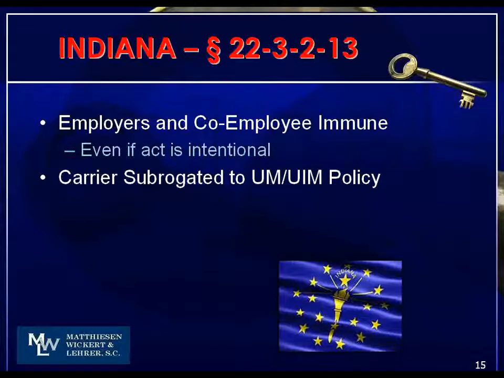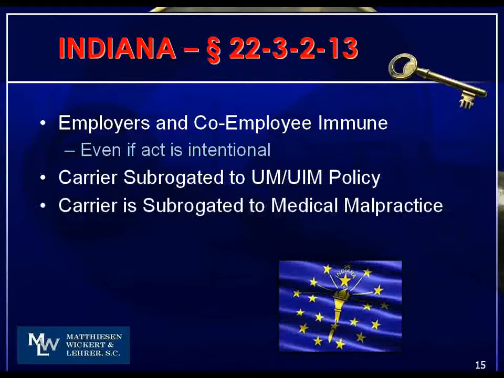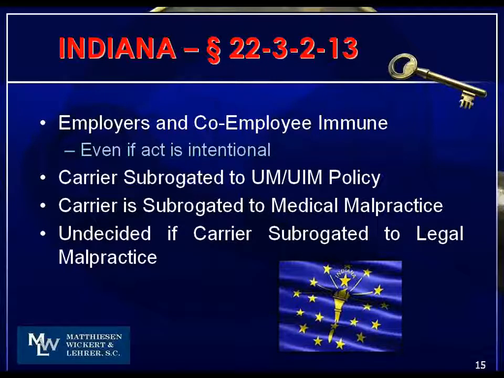But the carrier is subrogated to UIM policies because in Indiana, remember these statutes say if some other party, if some third person or other person is responsible for the injury, then the worker can sue that other person and recover money back, but has to repay the comp carrier. You know, that's the general boilerplate. But in the Indiana statute, the UIM policy is considered, quote unquote, an other person. Carrier is also subrogated to medical malpractice, but it's undecided if the carrier is subrogated to legal malpractice in the state of Indiana.